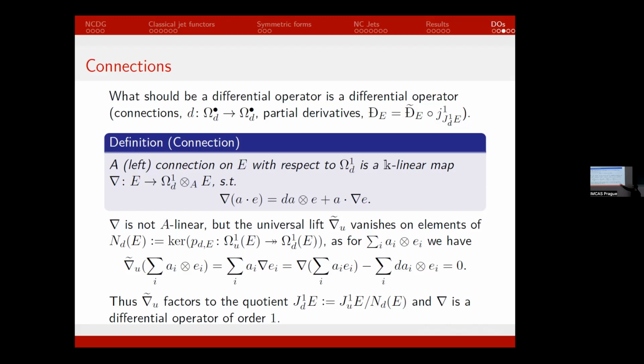Therefore it follows that nabla is a differential operator of order 1. And we see that it's not really important that nabla is a connection. What really matters is that it vanishes on objects of this form, and this provides a criterion in general for establishing when a k-linear map is also a differential operator of order 1.